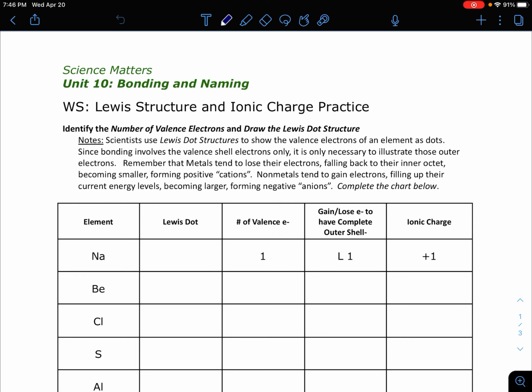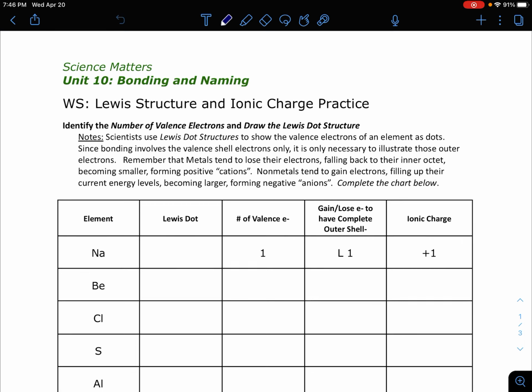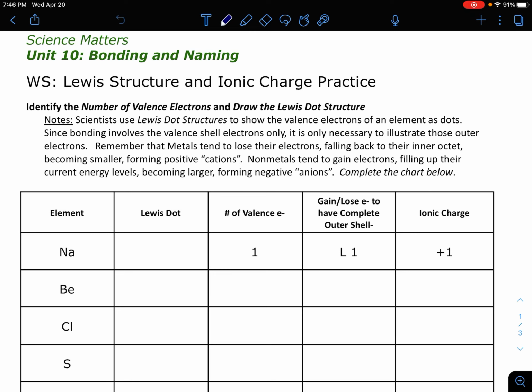The first one, they already have kind of filled out a little bit for us. It's dealing with the element of sodium. And since sodium is in group 1 of the periodic table, that means that sodium has one valence electron. Why is that important? Because if we draw the Lewis diagram, or the Lewis dot structure, all we need to do is put in one dot.